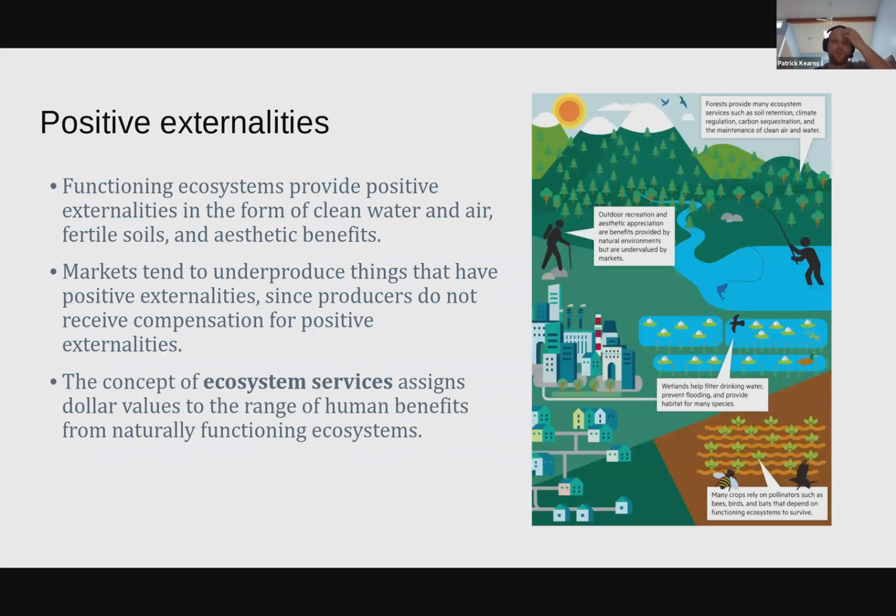So let's look at this in the context of ecosystem services, because I think this is an important way to link the first part of the class and the second part of the class, where we think about these positive externalities, where a functioning ecosystem, as we know, provides numerous ecosystem services. Now, the markets, as we know, typically tend to underproduce things that have positive externalities, i.e., we don't do things sustainably, thus we damage nature.